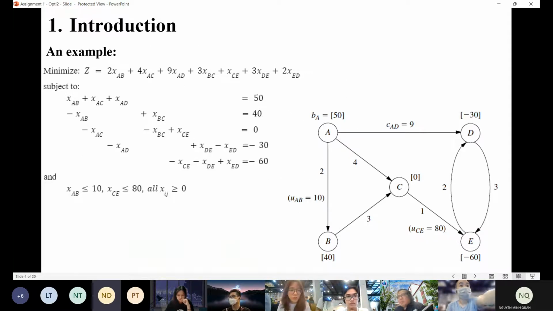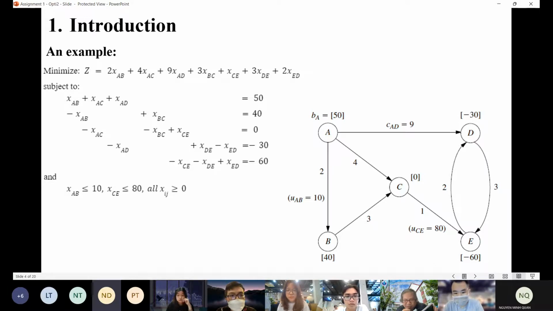Okay, so we will move on to the example for you to easily understand. The above example can be solved by using the linear programming method, and one of them is the simplex method with a simplex tableau. However, this problem can be rewritten in a network structure. Then the network simplex method is more transparent and more productive.